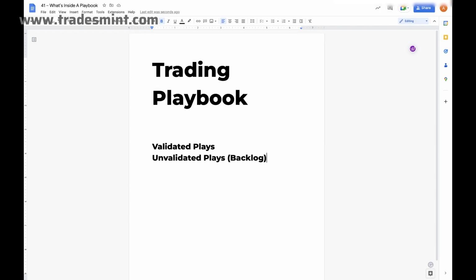Remember, we need a playbook that has plays with edge in it, right? Our entire business revolves around us being able to identify plays that have edge, being able to trade them well, and being able to give proper size to them. They're a good risk to them, right?